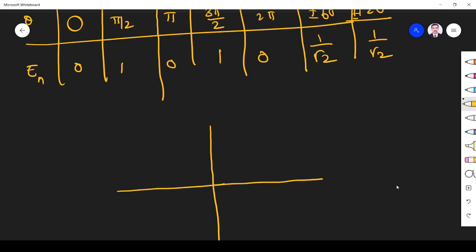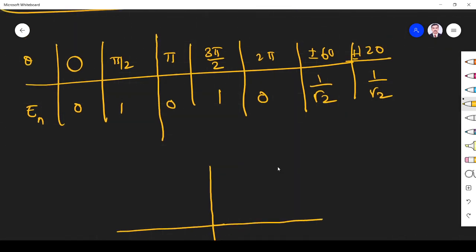Right? When theta is 0, this is theta on the x-axis and E on the y-axis. When theta is 0, what will happen? It is 0 only, right? When theta is maximum, it is pi by 2. When theta is pi by 2, it is 1.